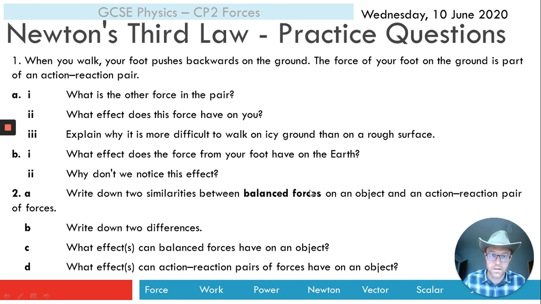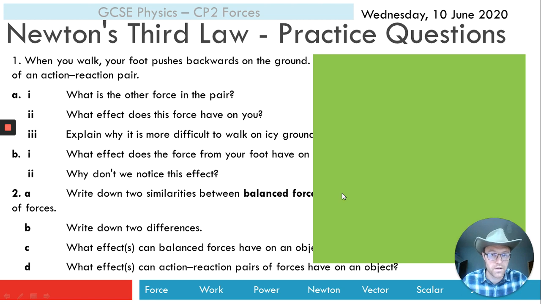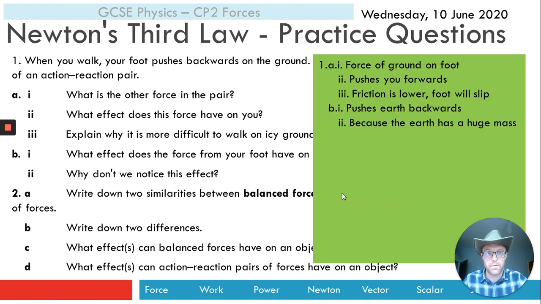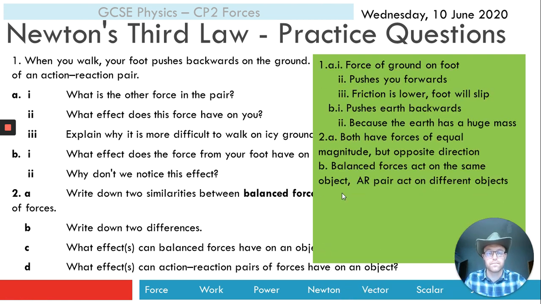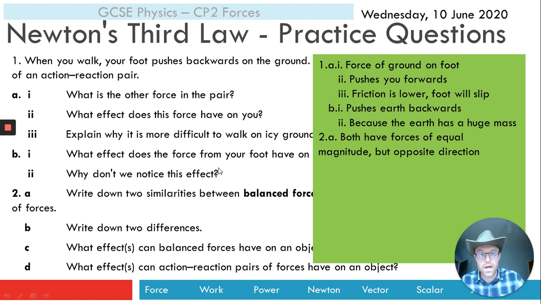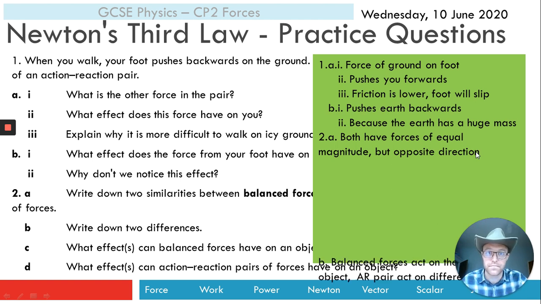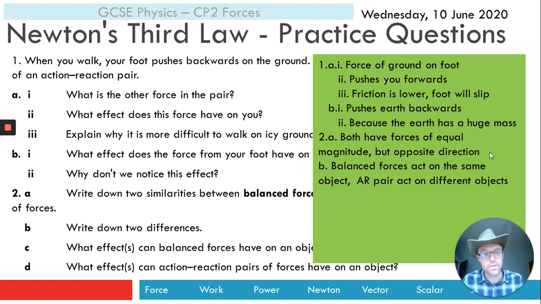Write down two similarities between balanced forces and action-reaction pairs. I'm going to put the answers up here for you. Okay. So 2A, two similarities between balanced forces and action-reaction pairs. Both have forces of equal magnitude but opposite direction. Those are the two similarities. Two differences: balanced forces act on the same object, action-reaction pairs act on different objects.